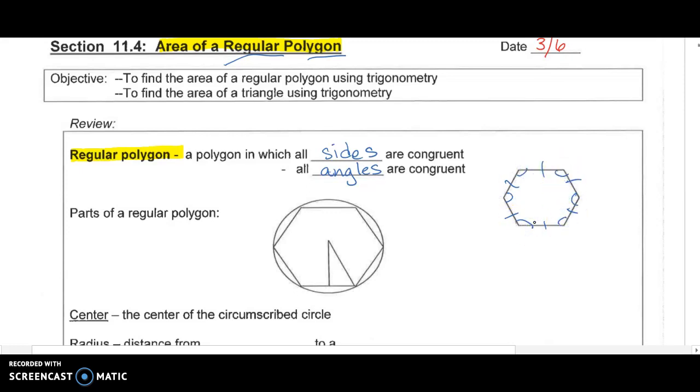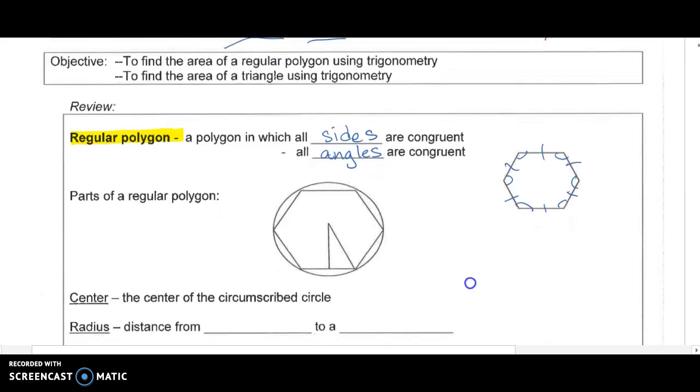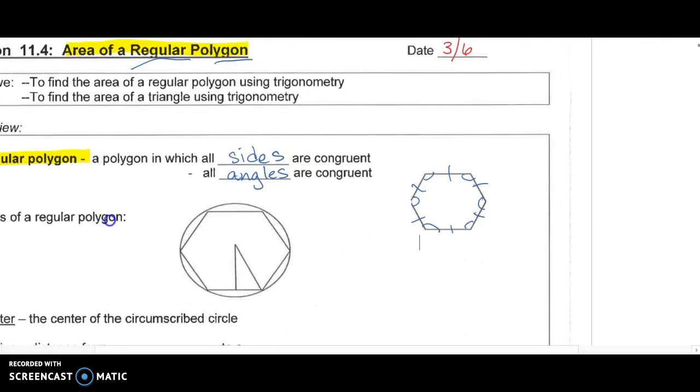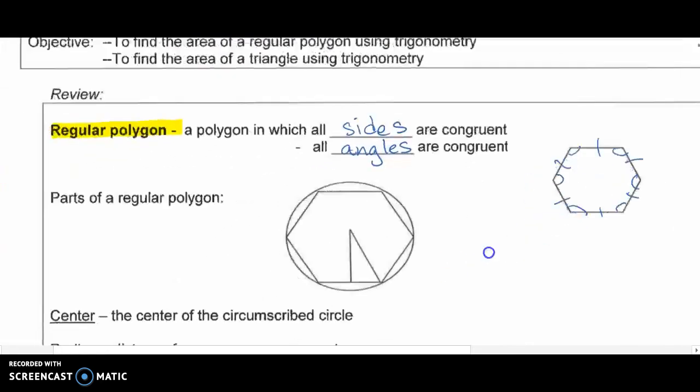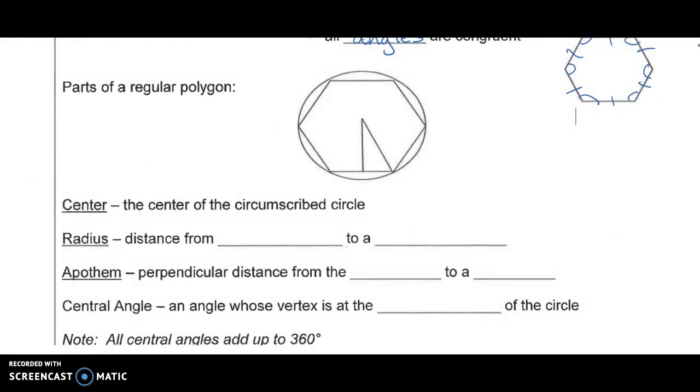Okay, so if I want to find the area of a regular polygon, I'm going to have to define some parts that we haven't learned about yet. And these definitions are based off of this regular polygon being inscribed in a circle. So the center of a regular polygon is considered to be the center of the circumscribed circle. If I have a circle going around the outside of the shape, then the center of the circle is the center of the regular polygon.